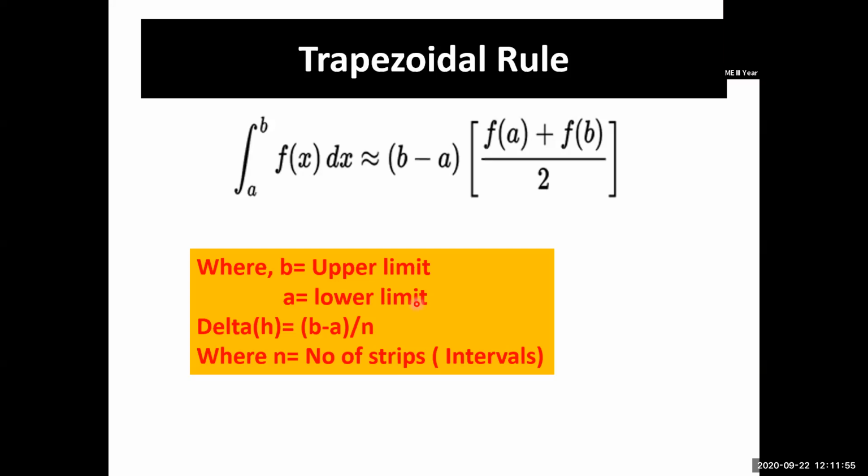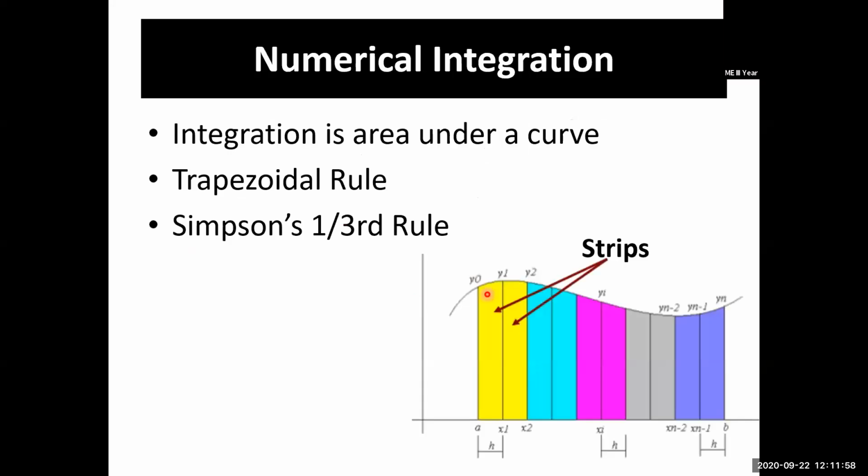Here we are dividing the lower limit to the upper limit into n parts. So the limit will be taken from a to x1 for the first step. Similarly, for the second step, our limit will be x1 to x2, and so on. For the nth, last step, our limit will be xn minus 1 to b.